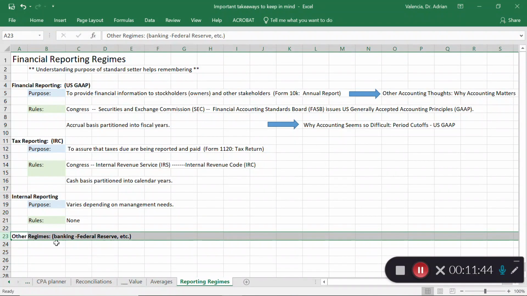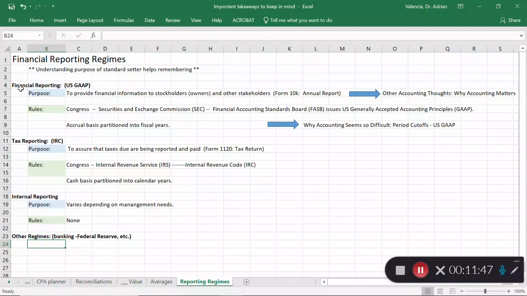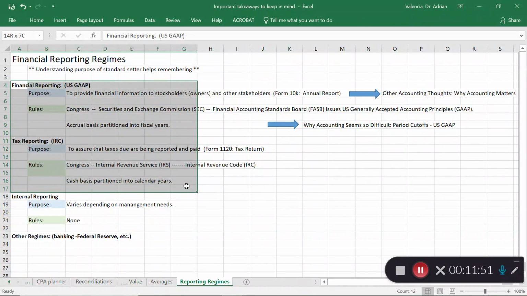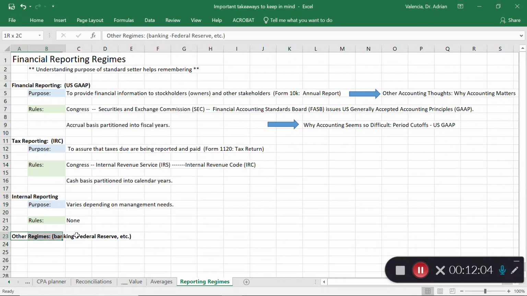Just to give you a quick example, for banks, not only do they have to follow financial reporting, tax reporting as well, right? And if they're looking inside at performance, they're doing internal reporting. But banks are also under the scrutiny of the Federal Reserve, and they have their own reporting requirements. And I didn't put in here the purpose, but think about the purpose of the Federal Reserve with respect to banks. They're going to request financial reports from banks for the purposes of making sure that banks are sufficiently capitalized.